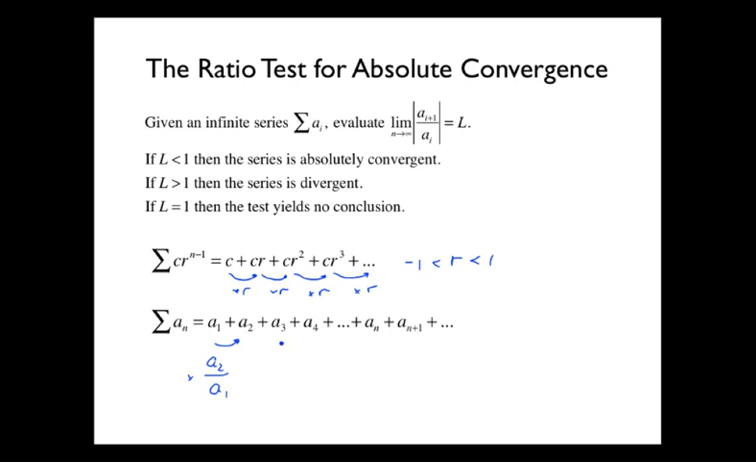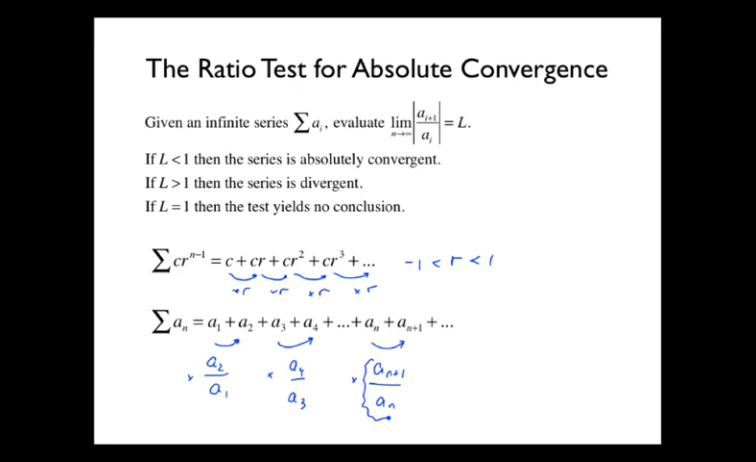Same thing. What would you multiply a3 by to get a4? The ratio of a4 divided by a3. This is just arithmetic, just algebra. So what do you multiply an by to get an plus 1? So now the general term would be an plus 1 over an. So in a geometric series, the multiplier is r, and it stays constant. In any series, what's the multiplier?